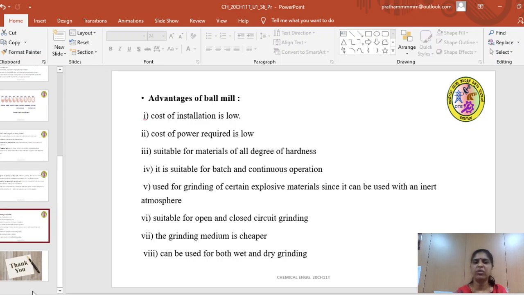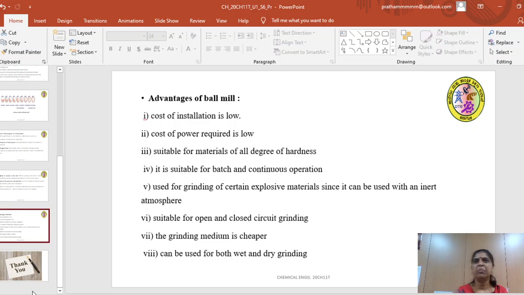What are the advantages of the ball mill? So after learning the operating and working mechanism and the critical speed, what are the advantages of using the ball mill? Installation: in smaller capacity and in larger capacity, you can find the ball mill in an industry or in a laboratory level. The cost of installation is less, and the cost of the power required to run the mill is also less.